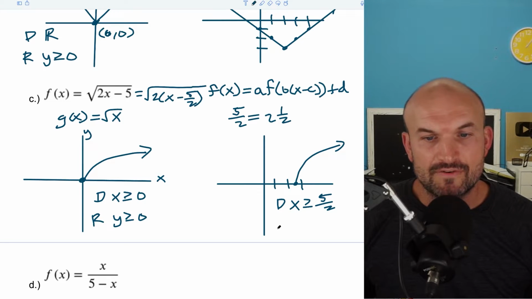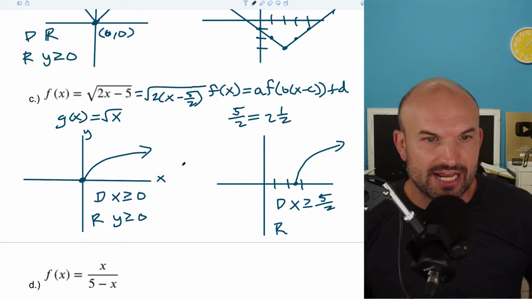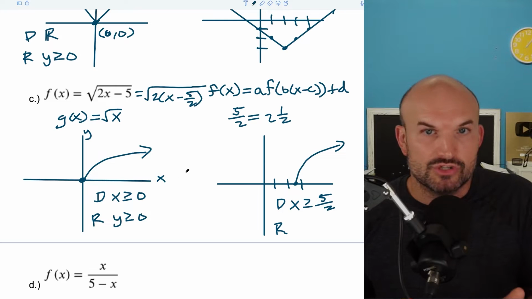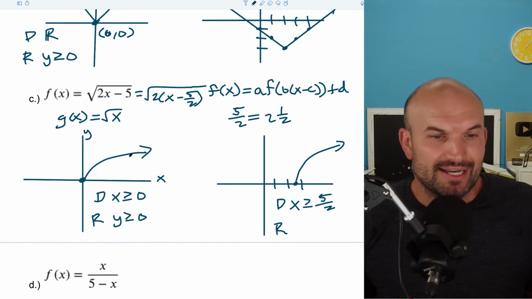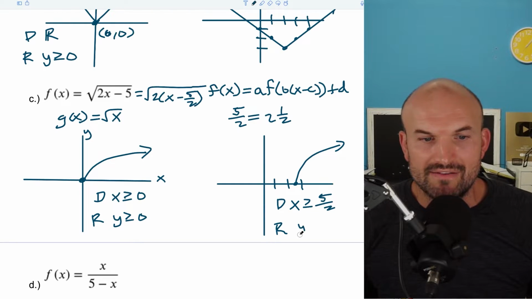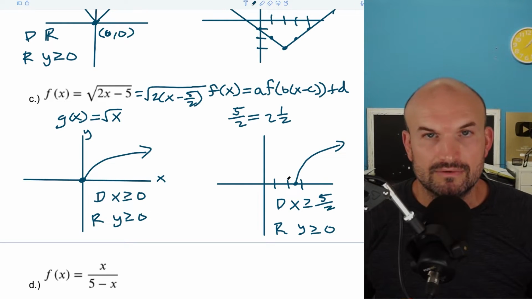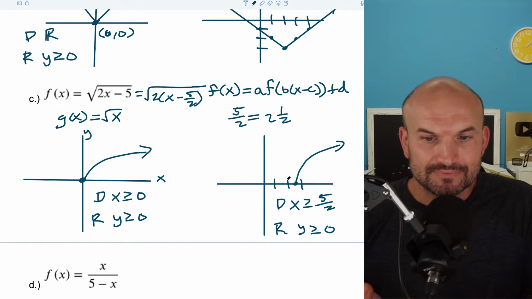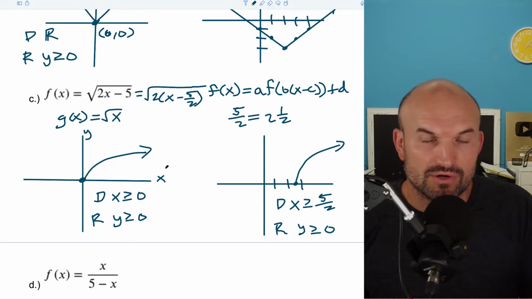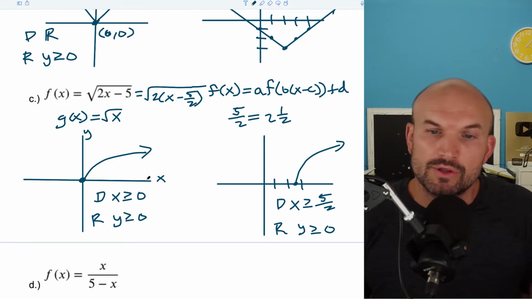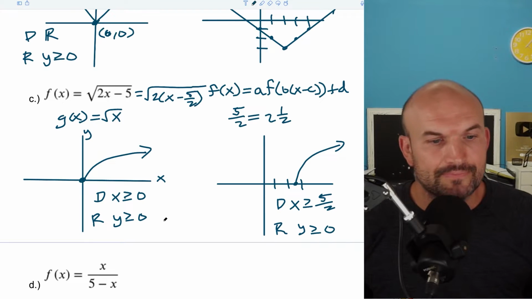Okay. Now, as far as my range goes, the range is unchanged. The only thing that happened was a horizontal shift, right? So when you just have a horizontal shift, the range is going to be what it originally was, which is all y values that are greater than or equal to 0. The range is only going to change when you have a vertical change. Since there was no vertical change, it was only horizontal, the range just remained the same.